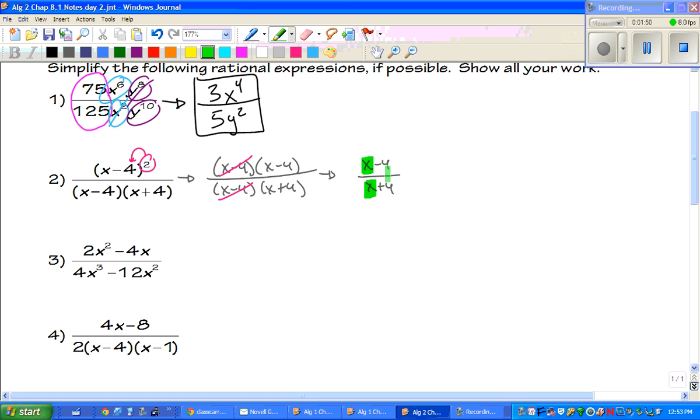Now, can I cross out my x's? No. What about our 4's? No, you can't do that either because those are in a binomial, okay? You can only cross out binomials if they're 100% exactly the same, and that's what we did with the x minus 4's. They were 100% the same, so that's why we could cross them out.